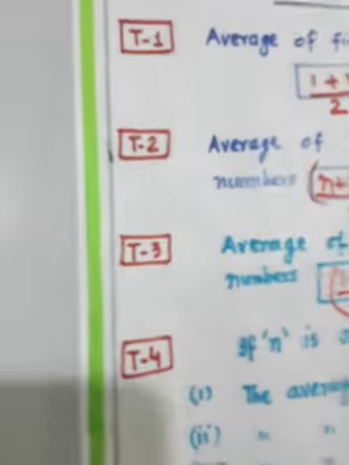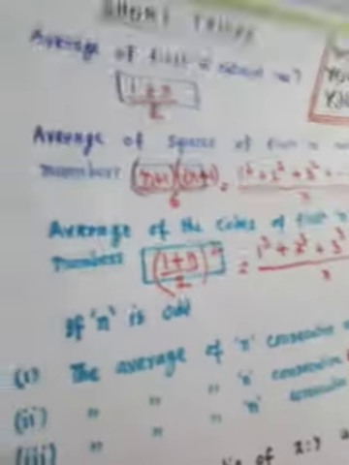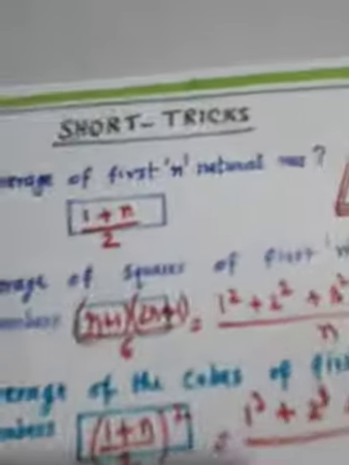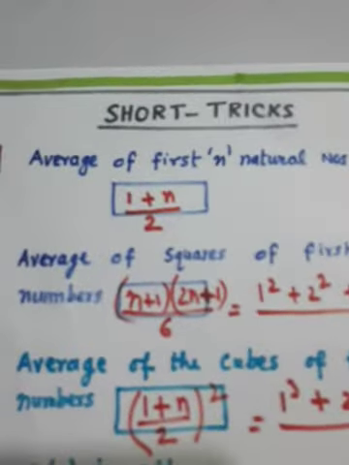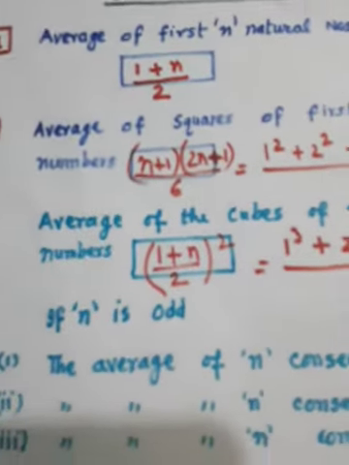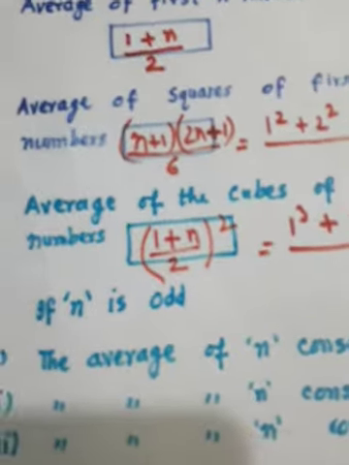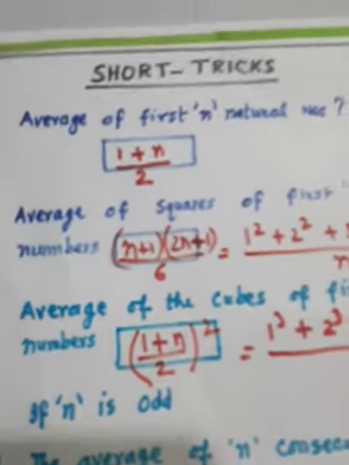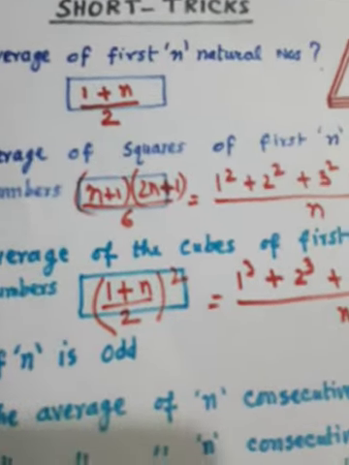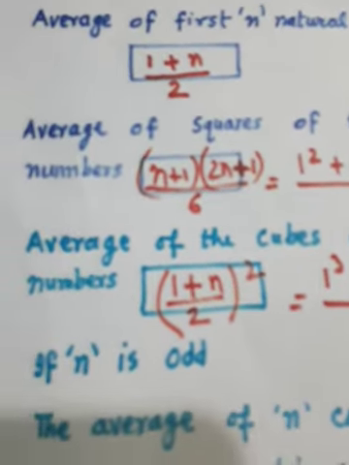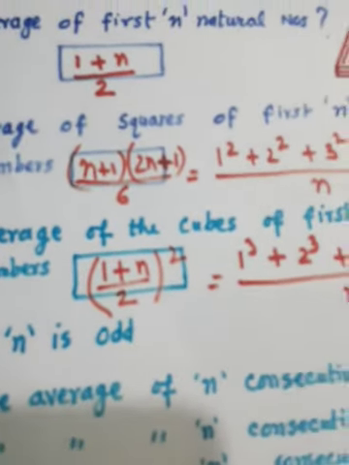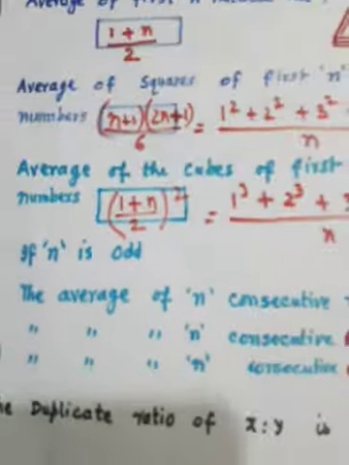So first and third formula is the same, first term plus last term by 2 when you are adding the n natural numbers. If you are adding their cubes, simply square the first formula, that is 1 plus n by 2 whole square. Very simple.